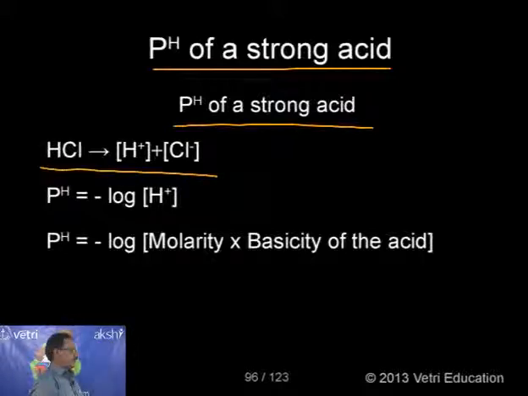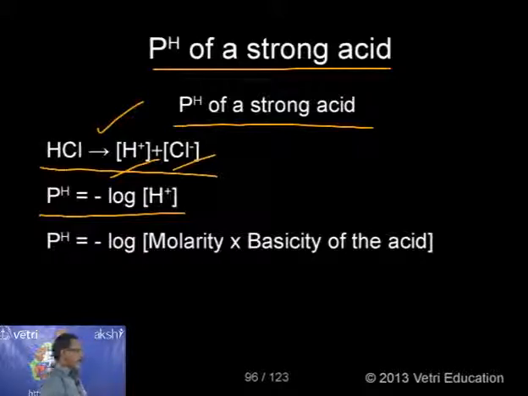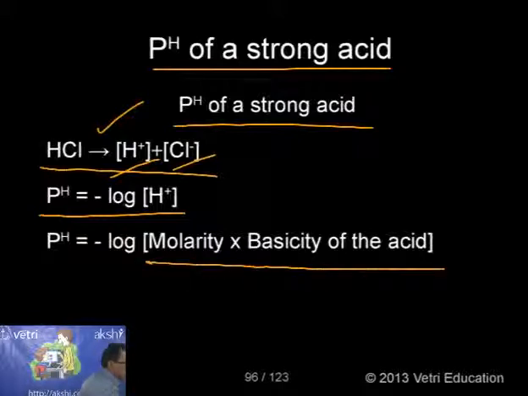HCl, hydrochloric acid. Hydrochloric acid is a strong acid, a strong electrolyte, which undergoes 100% ionization, providing H plus and Cl minus. For this acid, I can represent pH is equal to minus log H plus. Here, instead of H plus, I am introducing the term molarity into basicity of the acid, so you should be very careful. This is the normality: molarity into basicity of the acid.